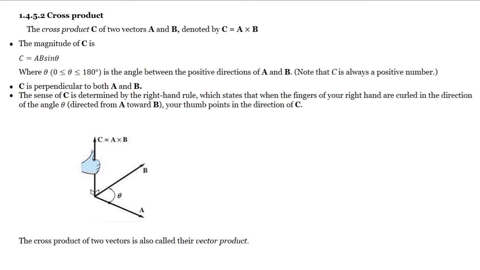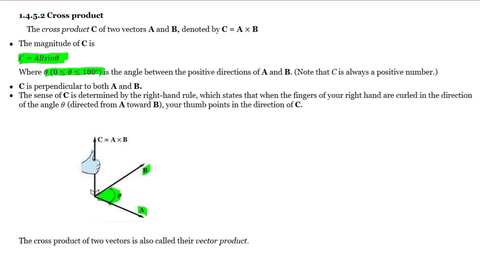Another operation in vector is the cross product. The cross product C of two vectors A and B, denoted by vector C, is equal to A cross B. The magnitude of this vector C is AB sine theta, where theta must be an angle between 0 to 180 degrees. This angle is between the vector A and the vector B, such that vector A and vector B are in their positive direction. Note that C is always a positive number.